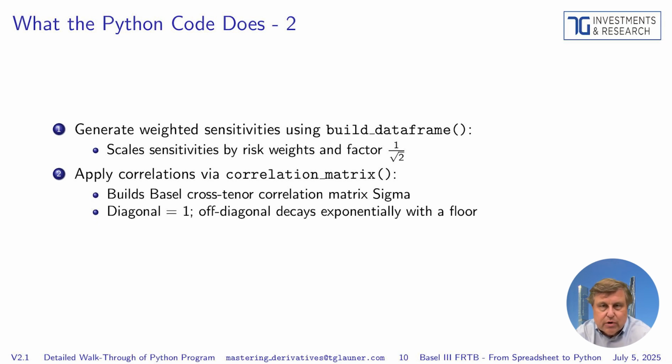Next, correlations are applied using the correlation matrix function. This function constructs a basel cross-tenor correlation matrix called sigma. In this matrix, all diagonal elements are set to 1. The off-diagonal elements decay exponentially as tenors become more distant from each other, but do not fall below a specified minimum value or floor. This approach reflects how correlations between different tenors decrease with distance, but remain above a certain threshold.